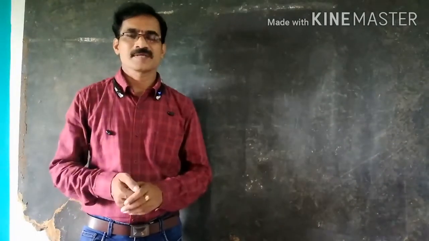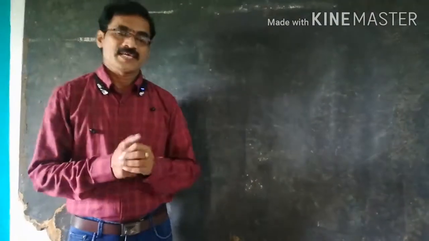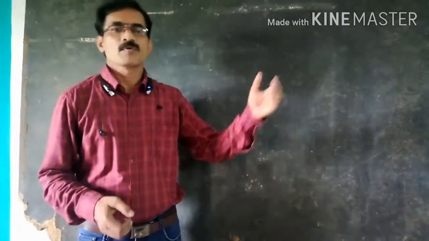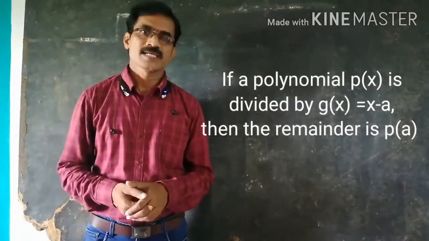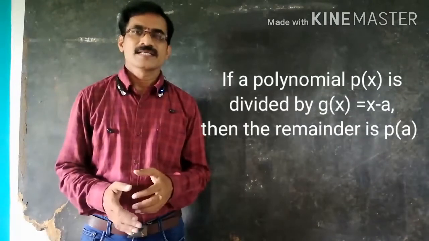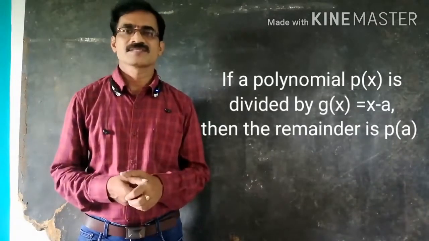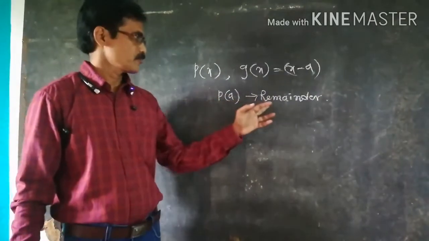So what is the remainder theorem? Till now you have learnt how to divide a polynomial by a linear polynomial. Now, the remainder theorem means that if a polynomial p of x is divided by another linear polynomial x minus a, then the remainder of the division is p of a. That is known as the remainder theorem. So when a polynomial is divided by x minus a, the remainder is p of a.